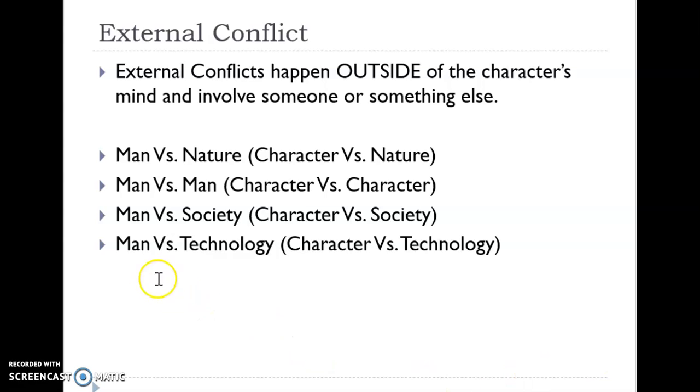Another type of external conflict is man, or character, versus technology. This would be like, robots came into the story and suddenly started causing trouble. It could be if the character's having problems with a computer or phone, and maybe that ends up being a problem in the story that the character will have to face externally. There are other types of external conflict, like man or character versus supernatural, for example, as we start to get more specific, but these are the major ones.